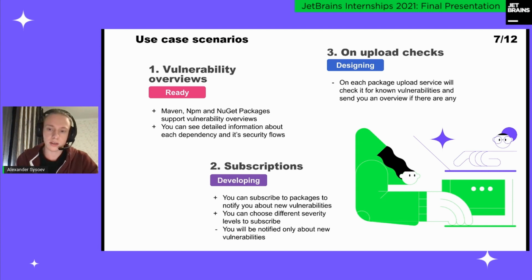The second one is that we want to be able to subscribe to vulnerabilities, so that once they're found, we can immediately receive a notification. This functionality is in development right now, and we're looking forward to providing it as soon as possible. And the last one is that it would be useful to check recently uploaded packages for issues, so they could be fixed faster. This feature is in an early stage of development, and we're still working on it too.